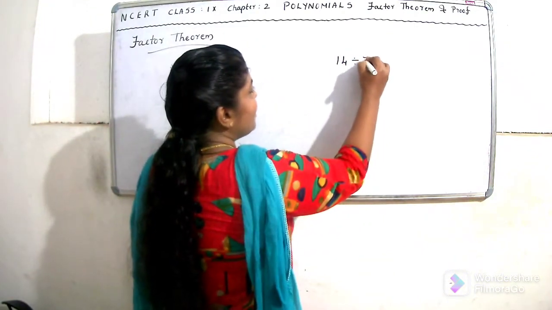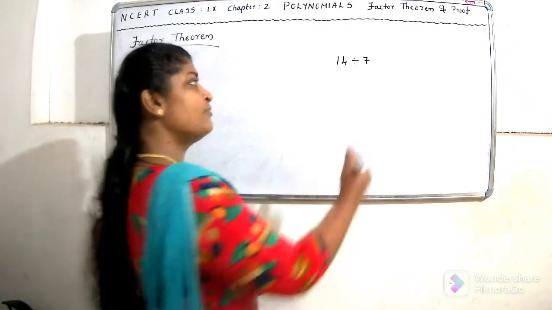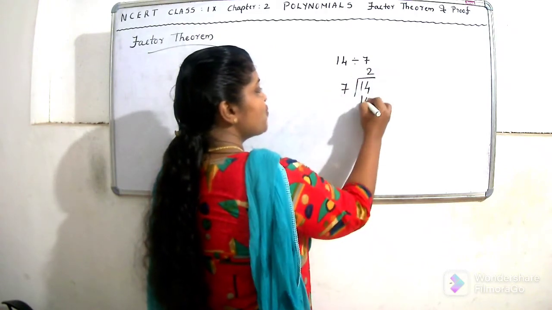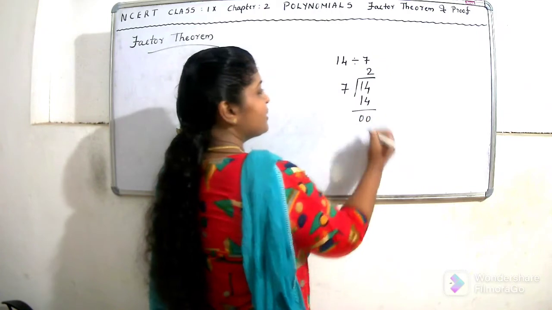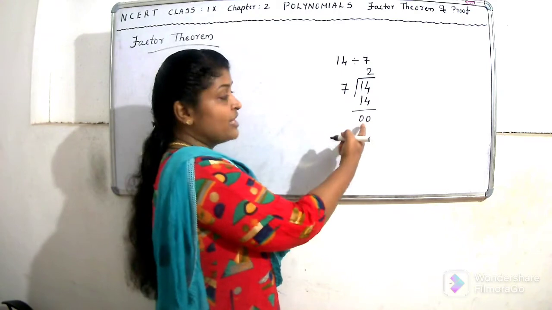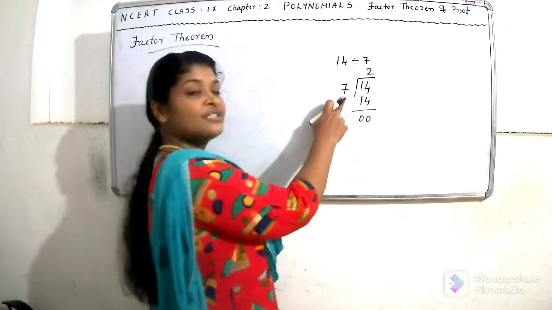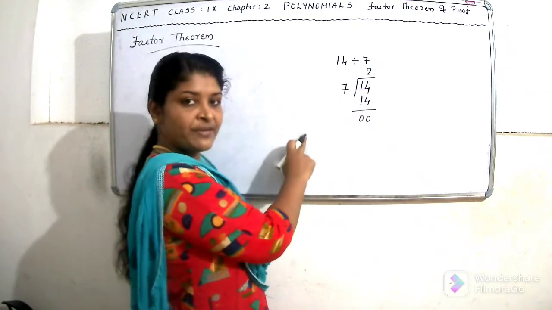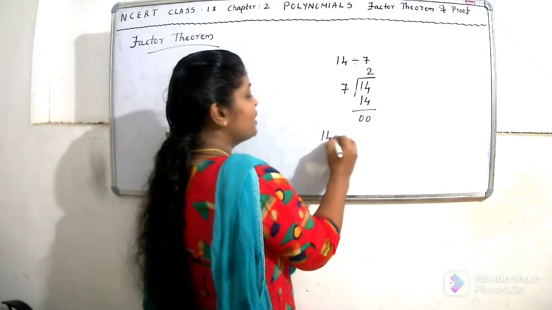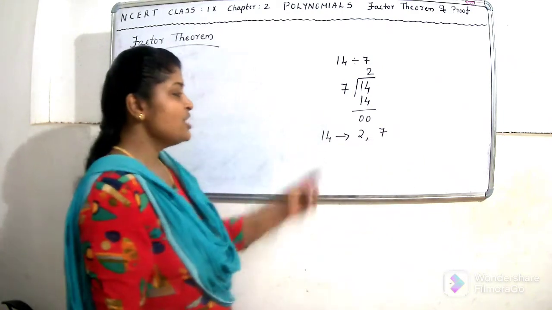14 divided by 7. When we are dividing 14 with 7, what will happen? We know the quotient is 2, 7 twos are 14, and the remainder is 0. So when the remainder is 0, or if the division is exactly divisible, then we will say 7 is the factor of 14 and at the same time 2 is also the factor of 14. That means 14's factors are 2 and 7. So these two are the factors.